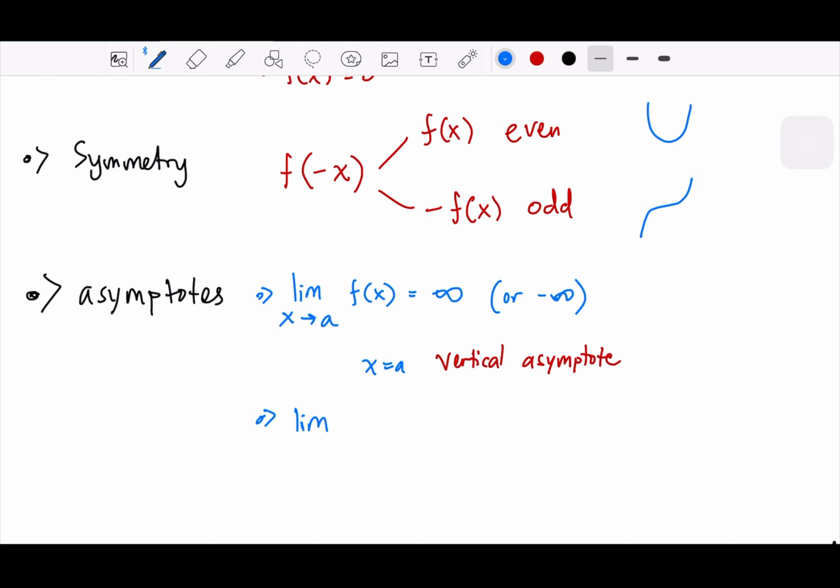The second asymptote is the horizontal one. So the horizontal asymptote we can get by taking x approaching infinity or negative infinity. And the result should be a constant. So we are expecting just a constant result. So we could say that y equal L is the horizontal asymptote.